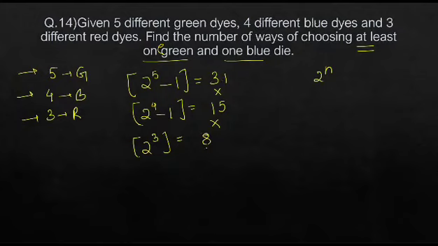Then this is the case for blue and this is the case for red. So it can also happen that we take all three at one time, right? And this is what the question demands. That is the reason why we are multiplying these and not adding, because adding is the case for OR.